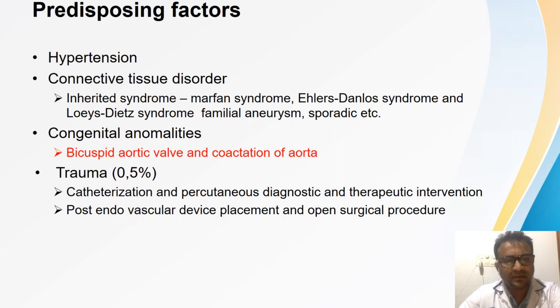Other factors contributing to the aortic dissection are connective tissue disorders, mainly inherited and non-inherited family disorders like Marfan syndrome, Ehlers-Danlos syndrome, and Loeys-Dietz syndrome. There are also familial aneurysm and sporadic aneurysm, which can lead to development of the aortic dissection.